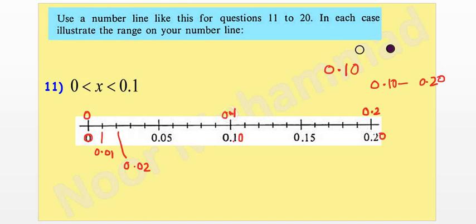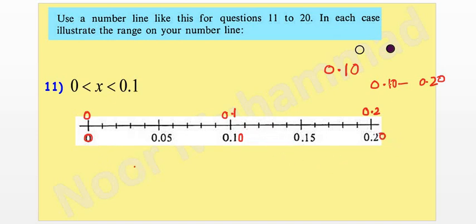That is actually 0.1. So remember, whenever you have a question like this, you make the number line from 0 to 0.1, and you cut the middle part into 10 equal pieces. Then from 0.1 to 0.2 again you cut it into 10 equal pieces, and this one will be 0.11, 0.12, 0.13, like that. Clear?